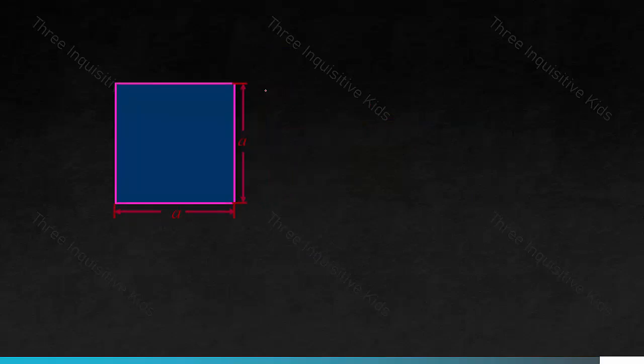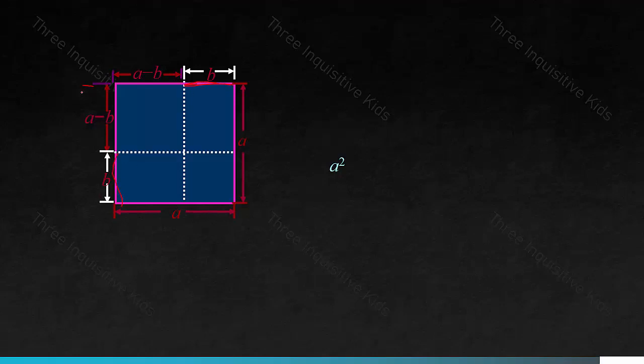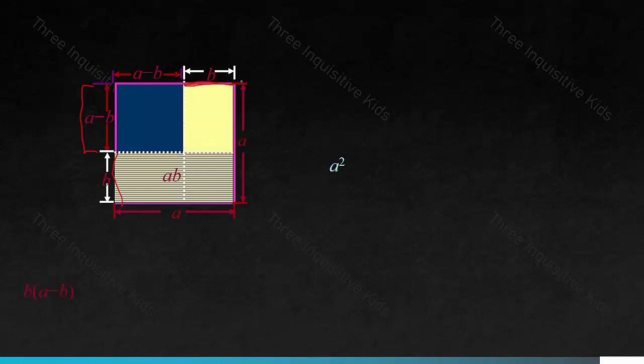Here we have another square. It's a large square with side length of a, so its area would be a squared. And if this side length is b, and this side length is also b, then this part would be a minus b. This entire gray part is ab. This is b times a minus b. This is a minus b squared.